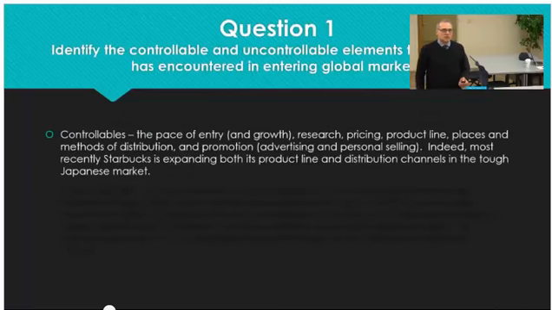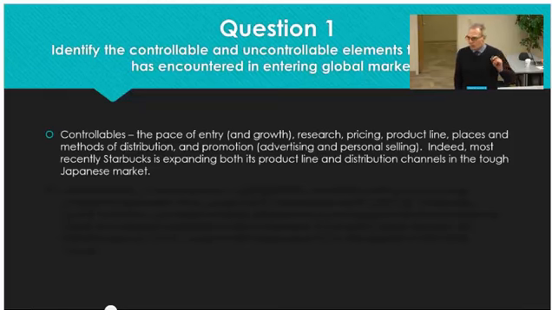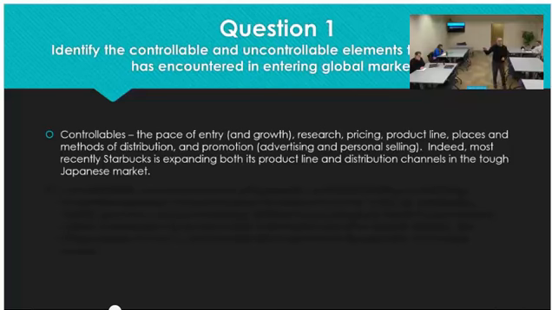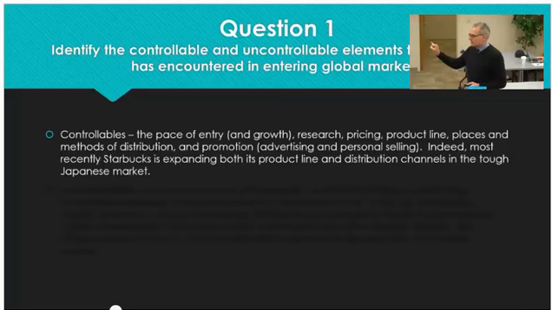Okay. So here's some controllables. The pace of entry, where they enter, how they enter, pricing, product line, methods of distribution and promotion. And we're going to talk today about segmenting, targeting, and positioning. And positioning deals with the 4 Ps of marketing. You guys should have had this at one time. We have to have a product. We have to have a price for that product. We have to have a place we sell it, which is also distribution. And then we have some type of promotion, which can be advertising, it can be discounts, that type of stuff.